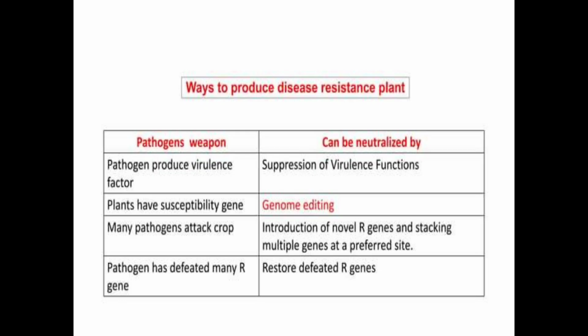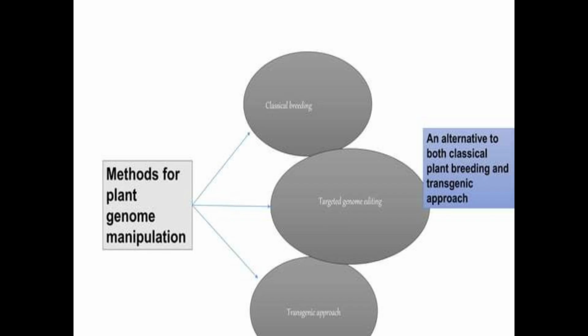A way to produce disease-resistant plants: the pathogen produces virulence factors. How can we neutralize them? By suppressing the virulence function. Plants have susceptibility genes where we can go for genome editing. Many pathogens attack plants. Introduction of novel genes and stacking multiple genes at the preferred site can prevent infection by the pathogen. Many pathogens defeat many R genes, so by restoring the defeated R genes we can produce disease-resistant plants.